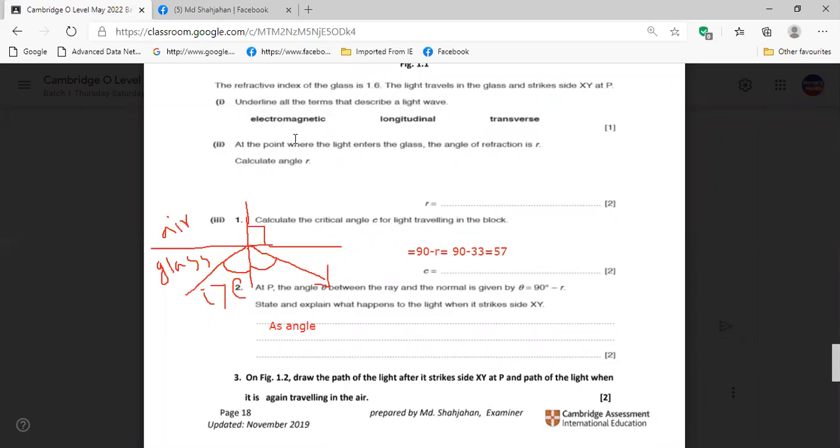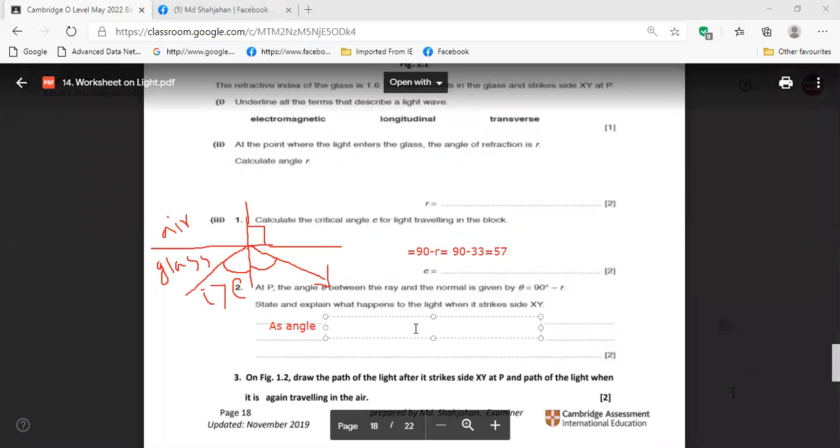So what should we write? Angle of incidence is greater than critical angle. I'm writing it as: as angle of incidence is greater than critical angle, light will go for total internal reflection, okay? Or light will show total internal reflection.